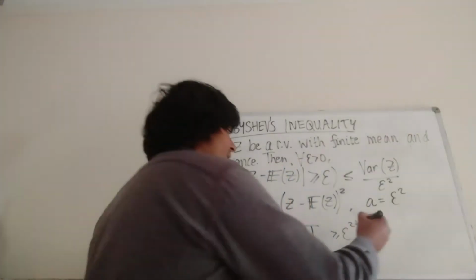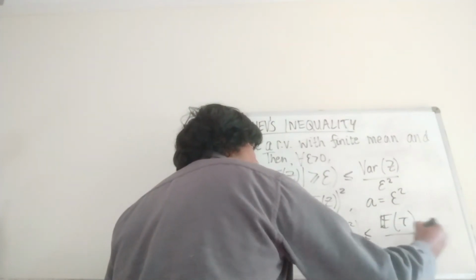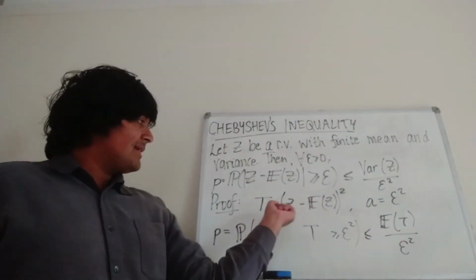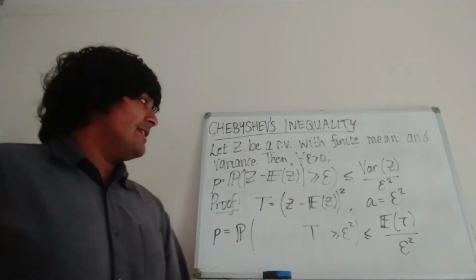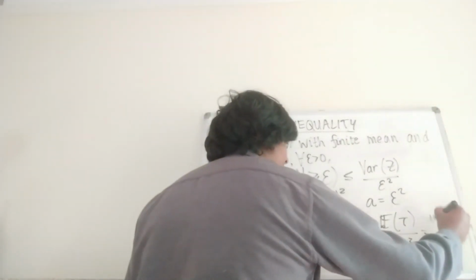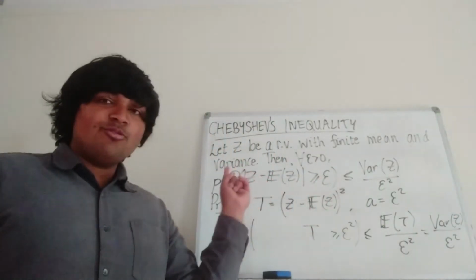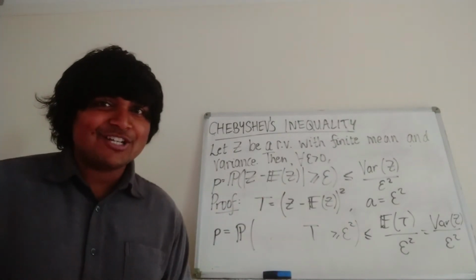Well, then this thing here from Markov's inequality is less than or equal to the expected value of t divided by epsilon squared. But what is the expected value of t? Well, it's the expected value of this guy here, but that by definition is the variance of z. So this thing here is the variance of z divided by epsilon squared, like so, and we've proved Chebyshev's inequality. Now we can use this to prove the weak law of large numbers.